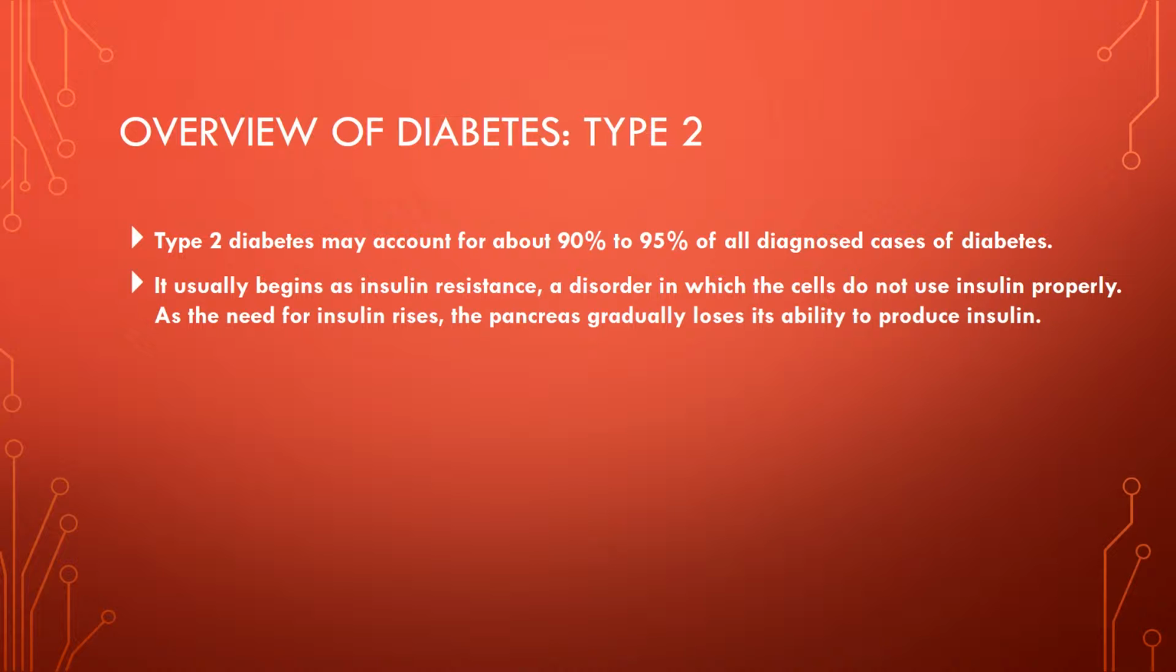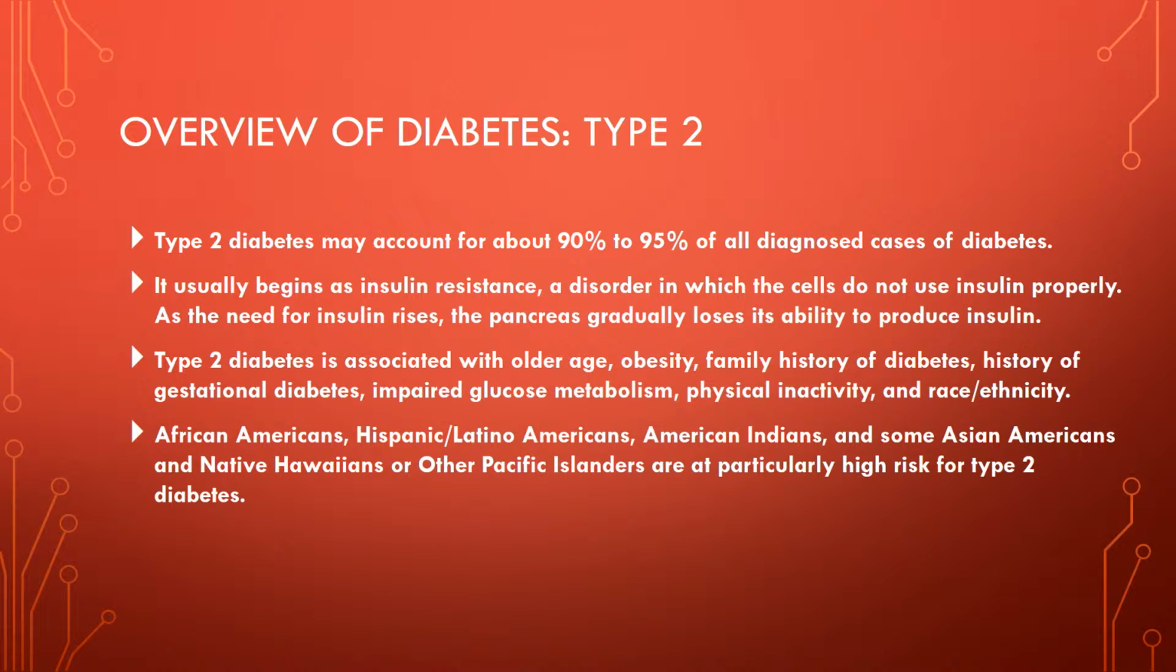About 90 to 95% of all diagnosed cases are type 2, and this usually begins as what is called insulin resistance, which is when the cells of your body don't properly use insulin. Remember, insulin's job is to tell or signal your cells to take up blood glucose. So as you need more and more insulin, what happens is the pancreas eventually just says, I can't keep up, and therefore it quits producing insulin. At that point, you would not be insulin resistant anymore, you would have full-blown diabetes.